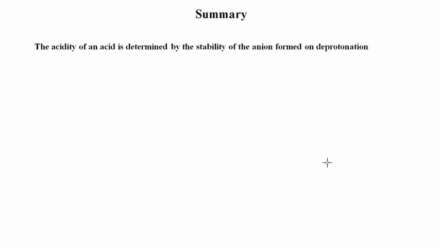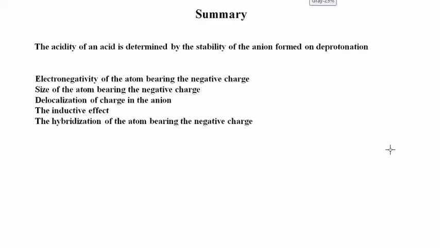The acidity of an acid is determined by the stability of the anion that's formed on deprotonation of that acid. And factors that influence the stability of this anion are electronegativity of the atom bearing the negative charge, because more electronegative atoms are more stable as anions. The size of the atom bearing the negative charge, because larger atoms can more easily accommodate a negative charge, so it's spread over a larger area.